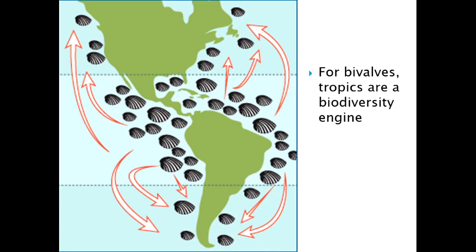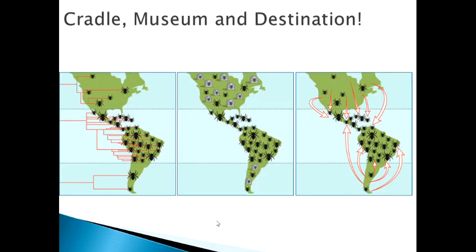We say then that the tropics can be a biodiversity engine. There are lots of things that originate in the tropics, but then they migrate outward everywhere else. So, depending on the organism, and depending upon the time, and depending upon the preservation, you can have evidence that organisms are all three of these things. The tropics may be cradles, museums, or destinations, and different relative importance of each. You need to test it.